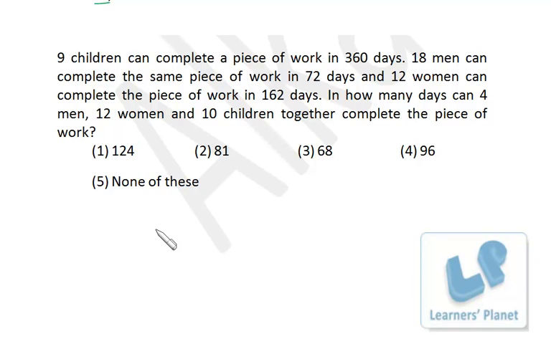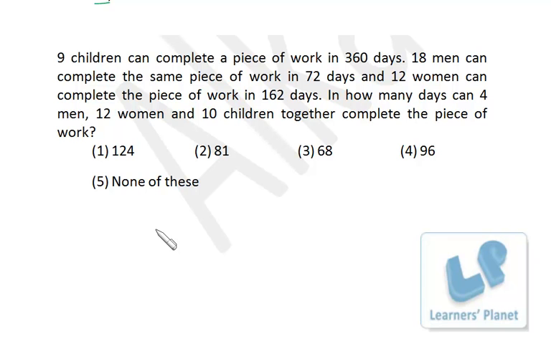9 children can complete a piece of work in 360 days, 18 men can complete the same piece of work in 72 days, and 12 women can complete the piece of work in 162 days. In how many days can 4 men, 12 women and 10 children together complete the piece of work?